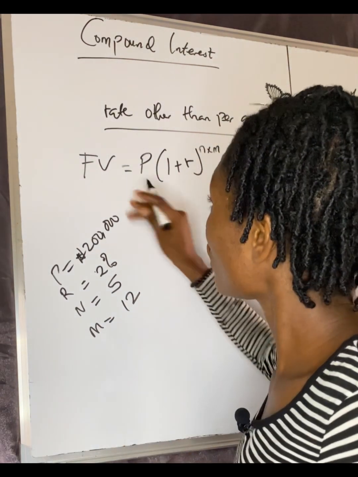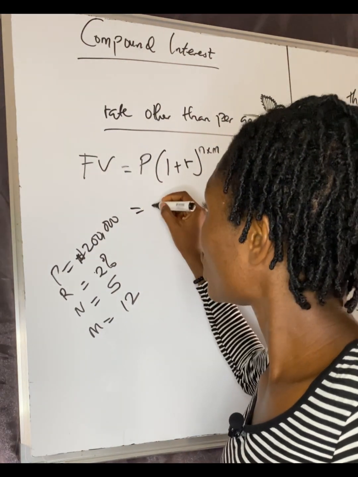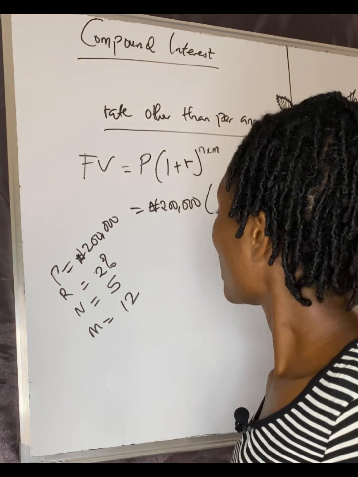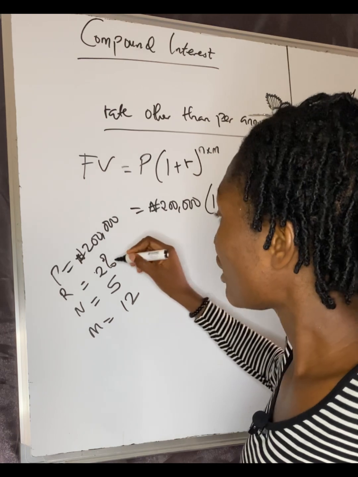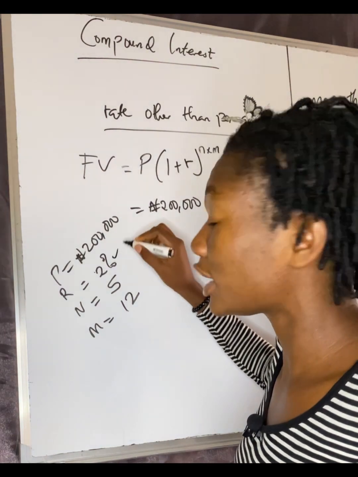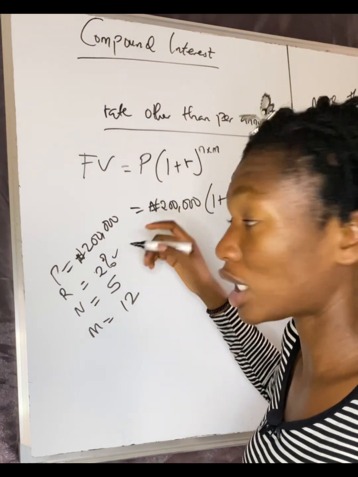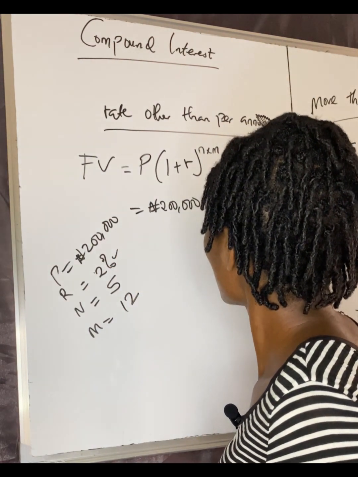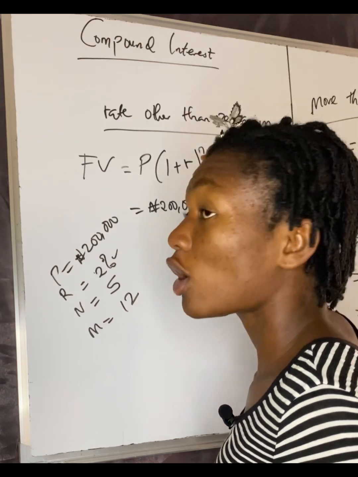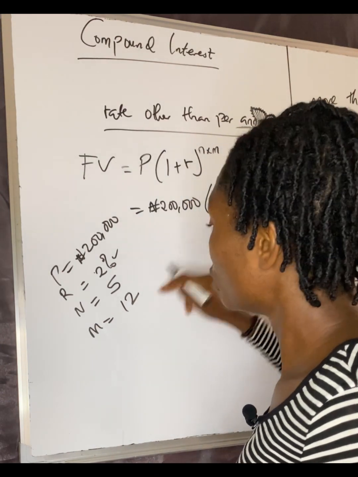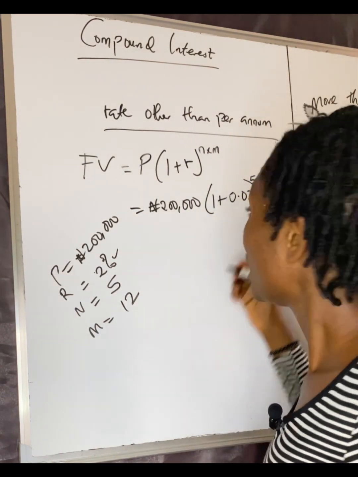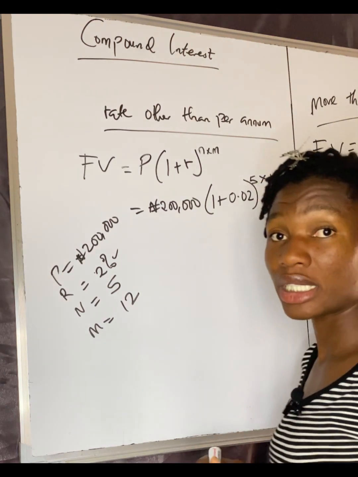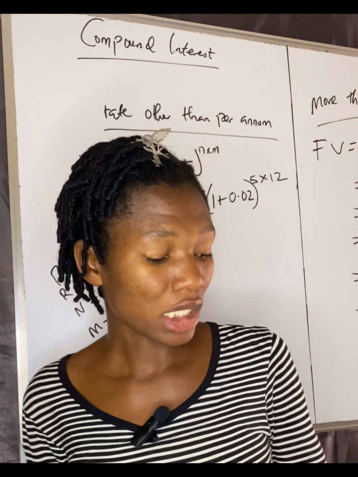So for our future value in this case, we are going to be multiplying our present value still, then we have 1 plus rate. Our rate here is 2 percent, divided by 100 to get our decimal, which is 2 divided by 100, giving us 0.02. Then the number of years is 5, and the number of months in a year is 12.